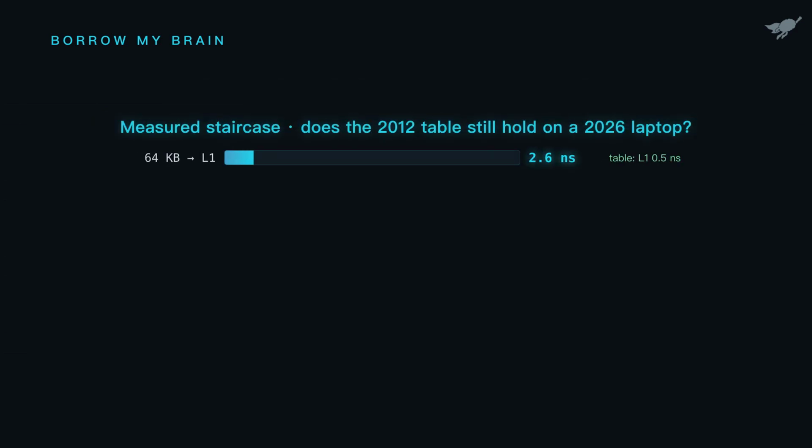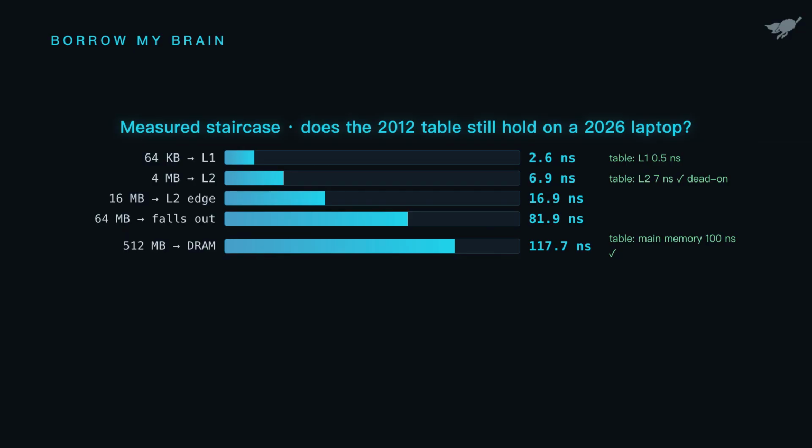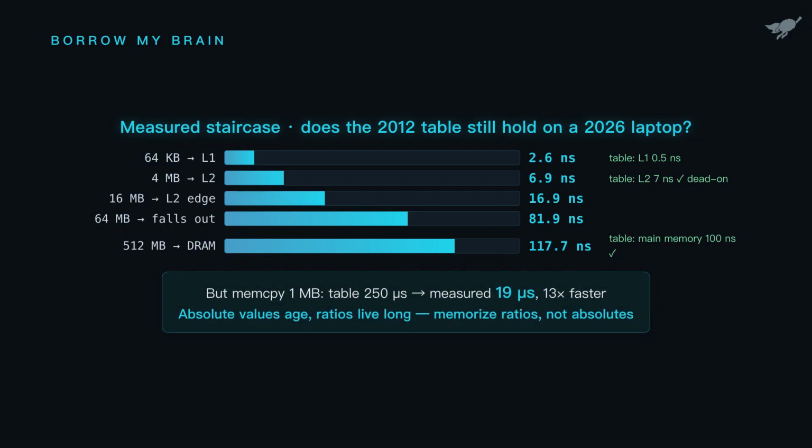And the result is this staircase. With the array at just 64 KB, everything fits in L1, 2.6 nanoseconds per hop. Grow it to 4 MB, and it drops into L2, 7 nanoseconds. Identical to the table's L2 row. Grow it again to 512 MB, no cache can cover it, pure main memory, 118 nanoseconds. The table says 100. A table from 2012, and its L2 and main memory rows are still accurate on my laptop today.